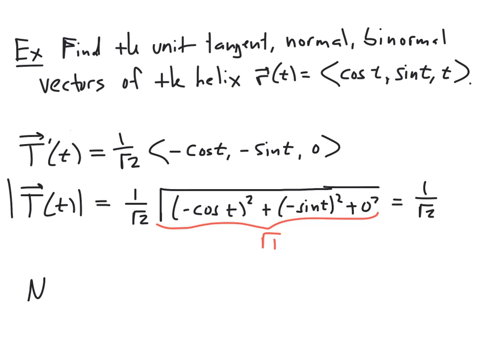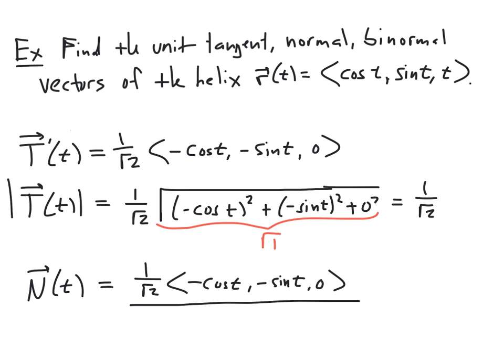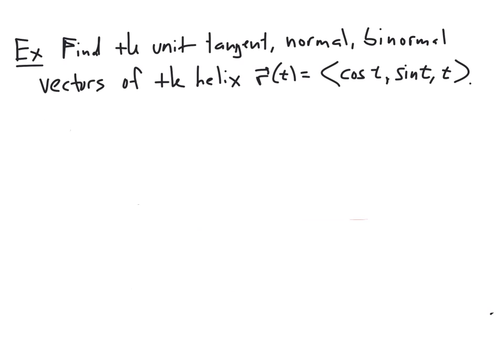And so the unit normal vector, capital N of t, is going to be the vector 1 over square root 2 times negative cosine t, negative sine t, 0, divided by its magnitude, which is 1 over square root of 2. And of course, these cancel nicely. And so we're just left with the vector negative cosine t, negative sine t, and 0. So this is our unit normal vector. So our last step is to find the unit binormal vector. This is the cross product of the two vectors that we've previously found, so T cross N.